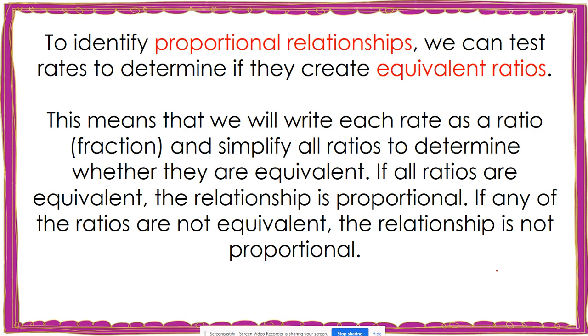To identify proportional relationships, we can test rates to determine if they create equivalent ratios. This means that we will write each rate as a ratio, or as a fraction, and simplify them to determine whether they are equivalent. If all ratios are equivalent, then the relationship is proportional. If any of the ratios, even if it's just one, are not equivalent, the relationship is not a proportional relationship. So let's look at some examples.